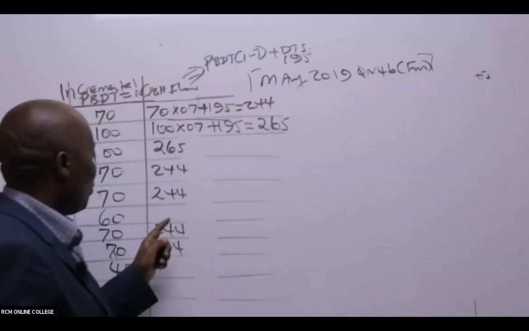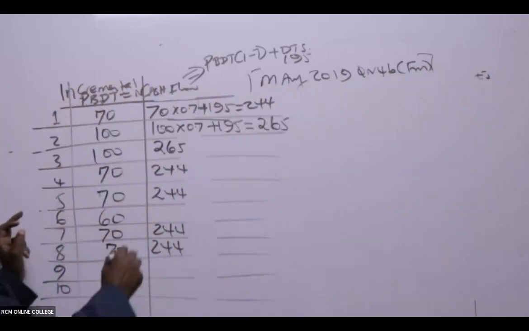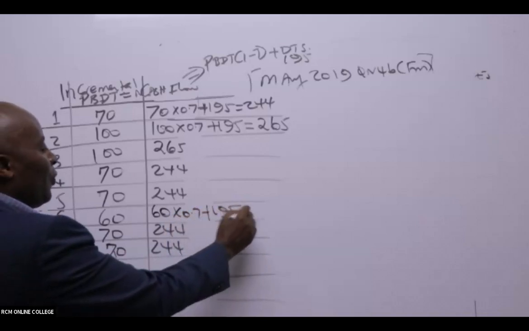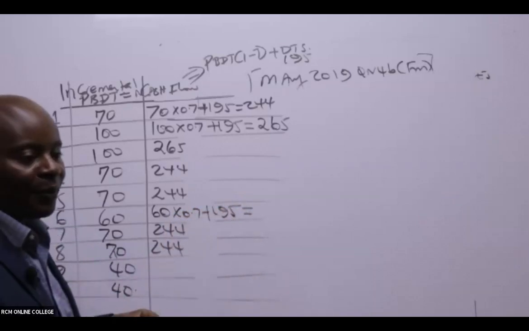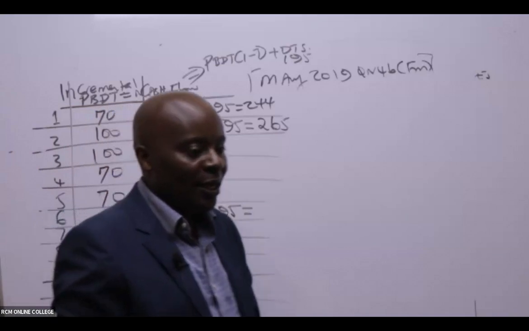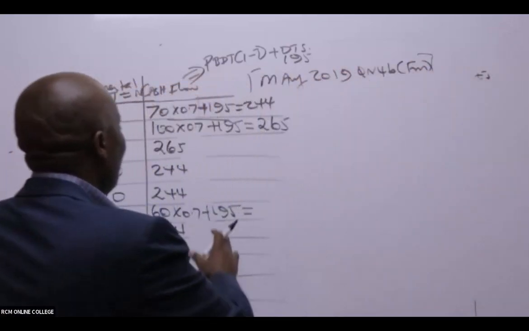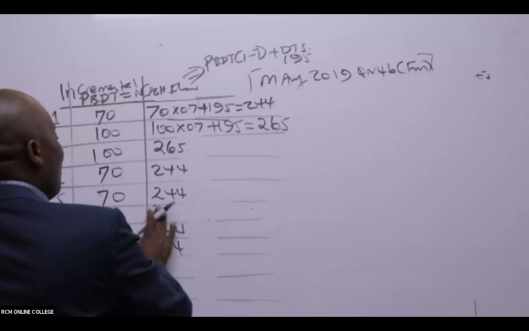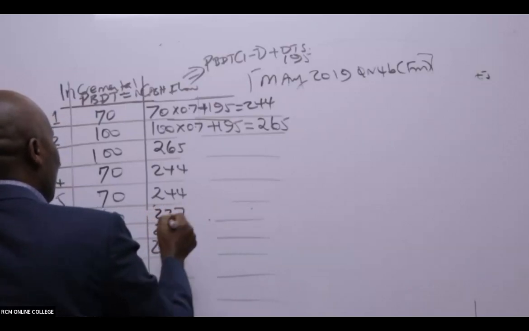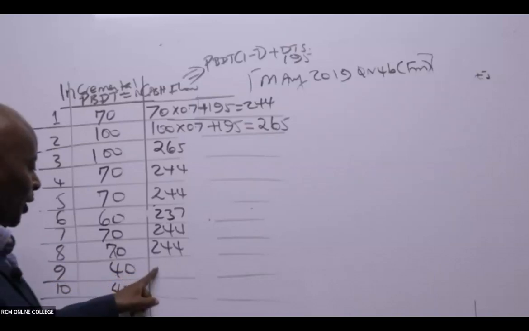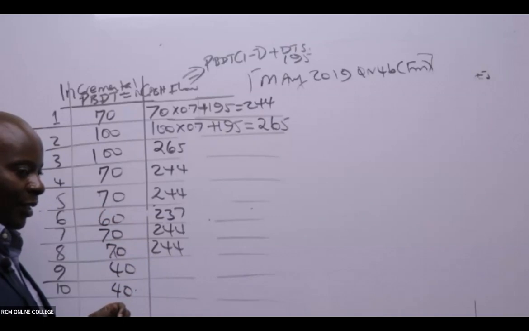How about this one, somebody? Is there somebody who can give me this one of 60? Because it will be 60 times 0.7 plus 195. Are you able to give me that figure? They are telling me 237. We have an answer for the 60: it is 237. How about for the 40? 40 less tax, 40 times 0.7 plus 195. So this gives us 223.